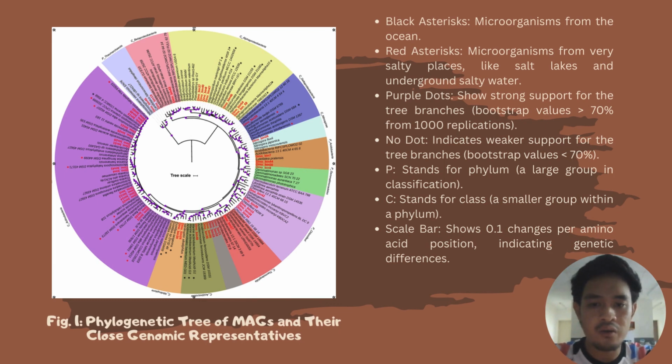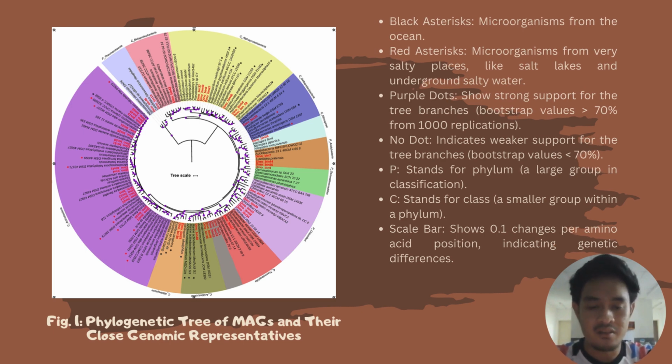This figure shows how different microorganisms are related based on 16 ribosomal proteins. Black stars mark ocean microorganisms, while red stars mark those from very salty places like Salt Lake. Purple dots mean strong branch support above 70%, while branches without a dot have weaker support below 70%. Names starting with P are phyla, and those with C are classes. The scale bar shows 0.1 change per amino acid position, indicating genetic differences.